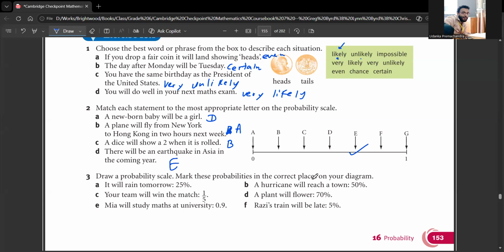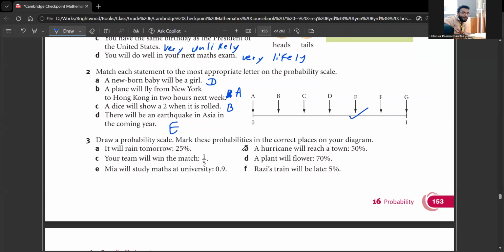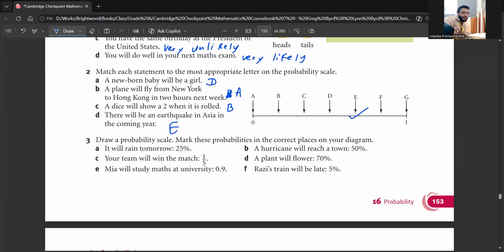Clear? If they are having more chance, you can take the more value. If they are having less chance, you can take the less value. It should be going like that. That's the way you have to follow. More chance, more value; less chance, less value. That's the way, okay?